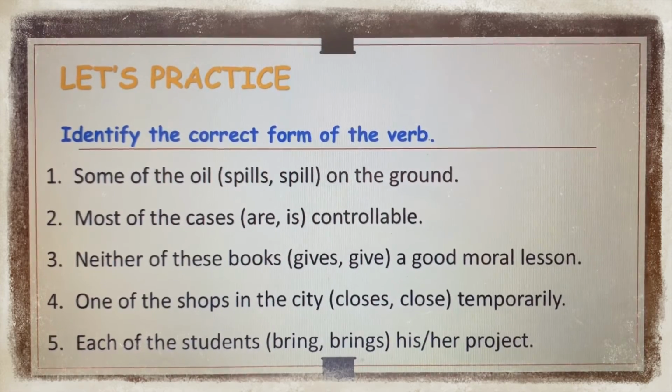The second example, all of the students attends the online class. Your subject here, all, is followed by an of phrase again. So in this case, take a look at the of phrase. Students is the object of the preposition and it is plural, right? Aside from it is plural, it is countable. So you can count students. Countable, plural. Therefore, you take the plural form of the verb.